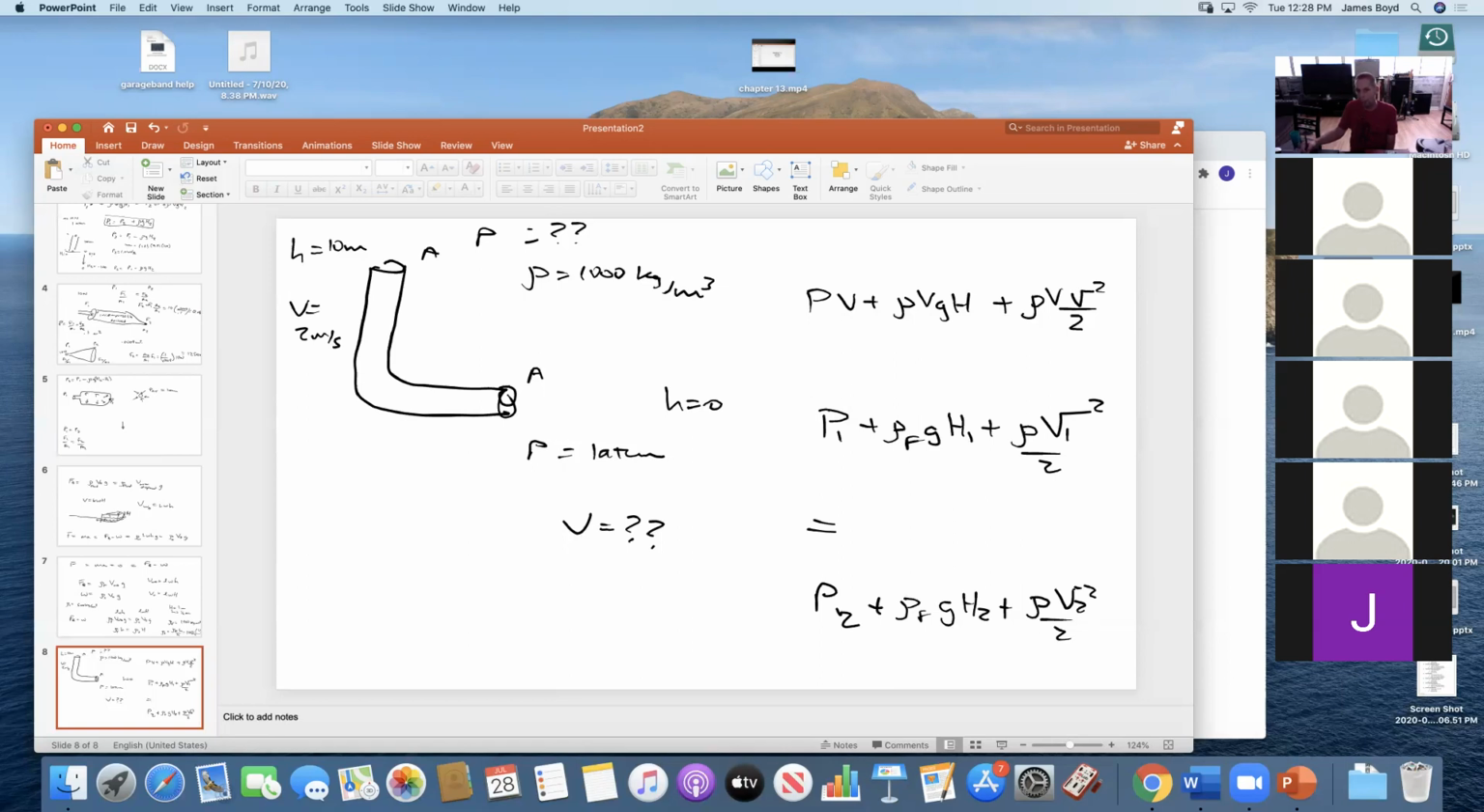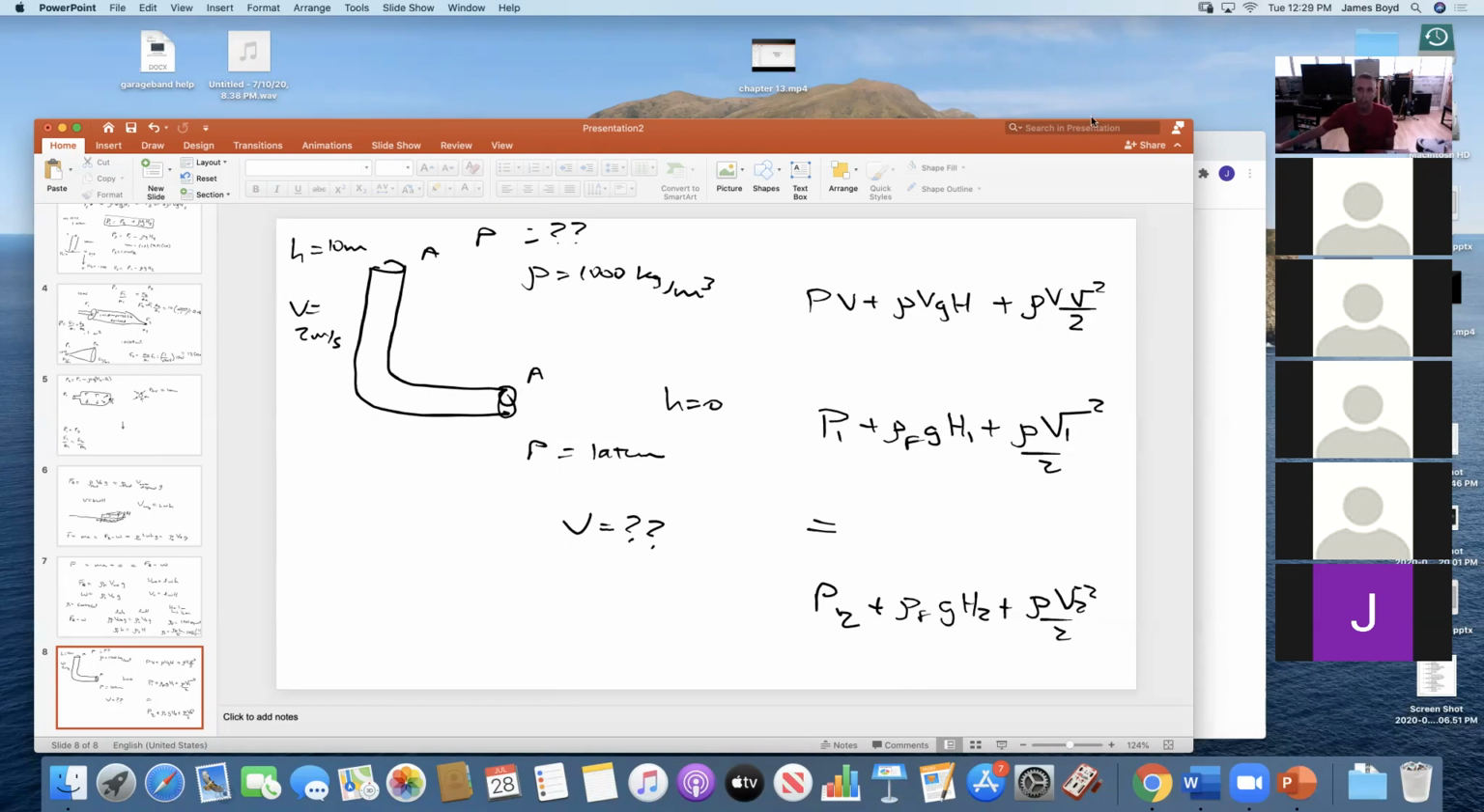This is the static pressure due to the water acting everywhere at this point. This is the gravitational pressure, or the gravitational energy, mgh, right? The gravitational pressure. And this is the dynamic or kinetic pressure, okay?